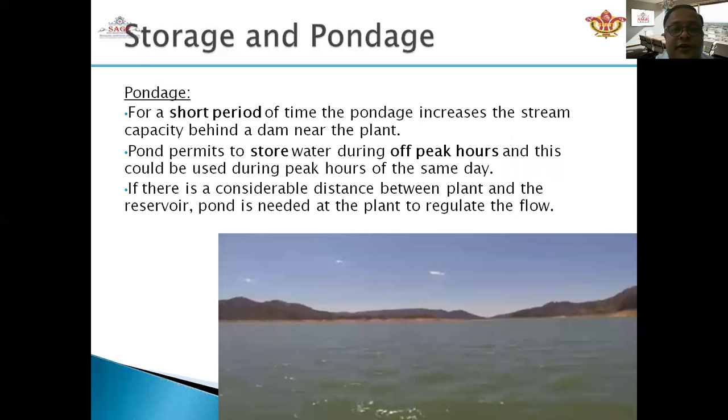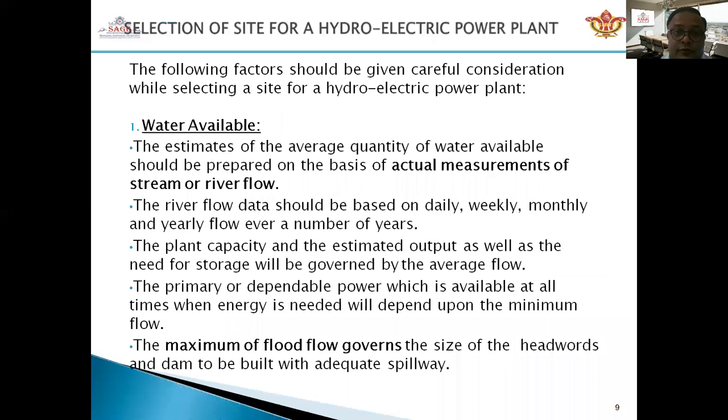Peak load plants are designed for taking care of the peak load. This is the pondage. For a short period of time, the pondage increases the stream capacity behind a dam near the plant. Pondage permits storing water during off-peak hours, which can be used during the peak hours of the same day. If there is a considerable distance between the plant and the reservoir, a pond is needed at the plant to regulate the flow.